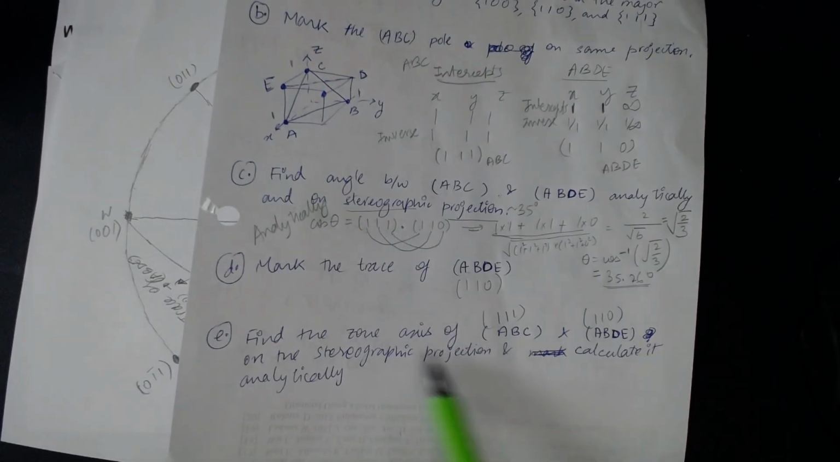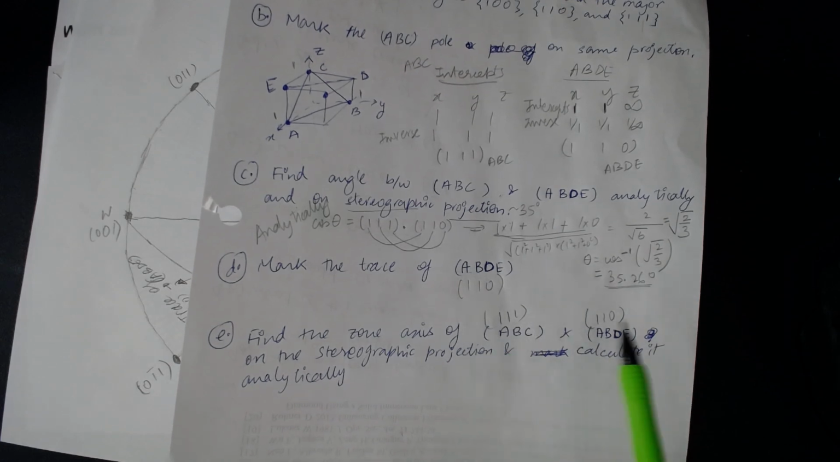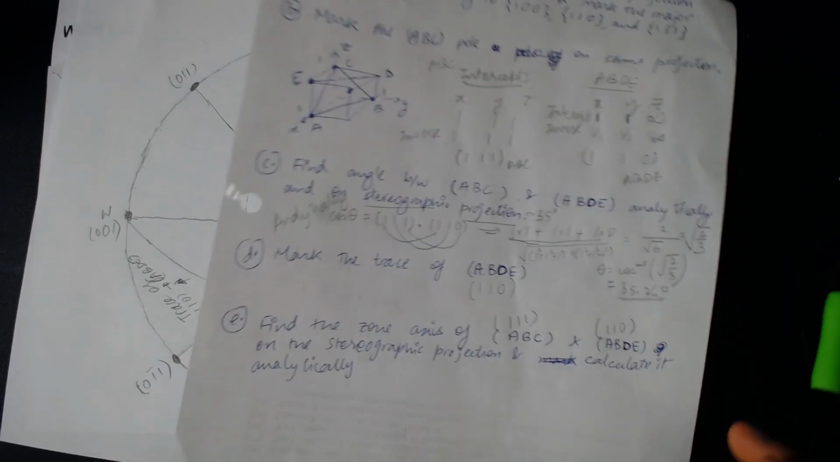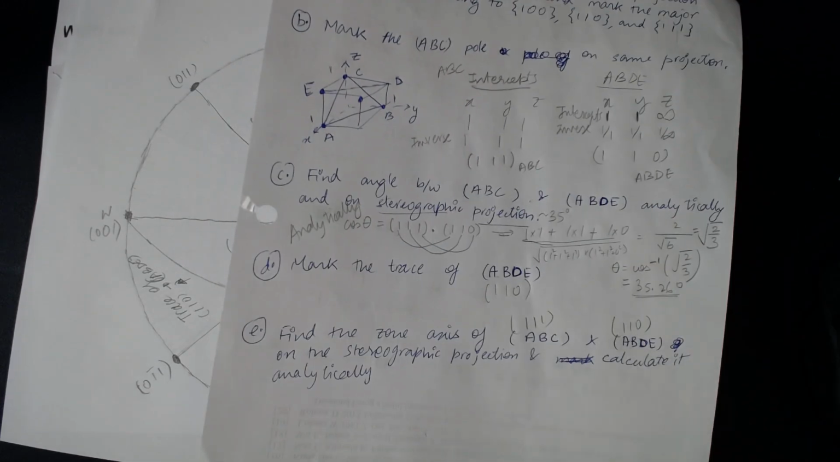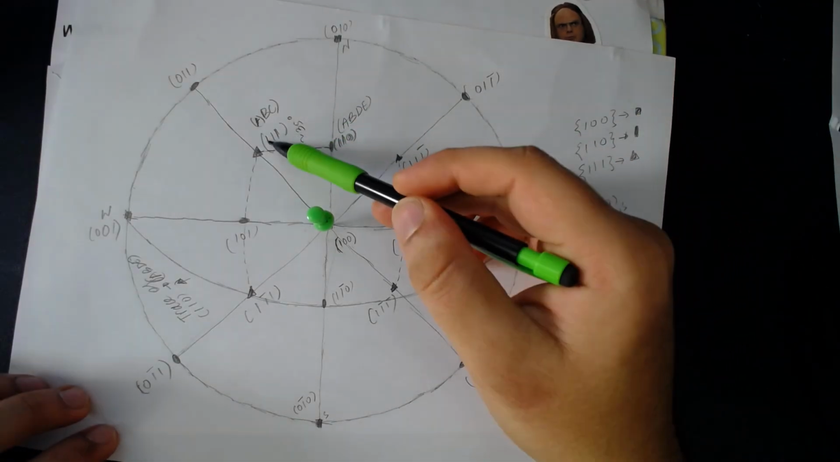And if you remember, to calculate the zone axis of any two poles, the first step is to draw the trace of the two poles and find the intersection. So we already drew just the trace of 110. Let's draw the trace of 111. So the point 111 ABC is right here.